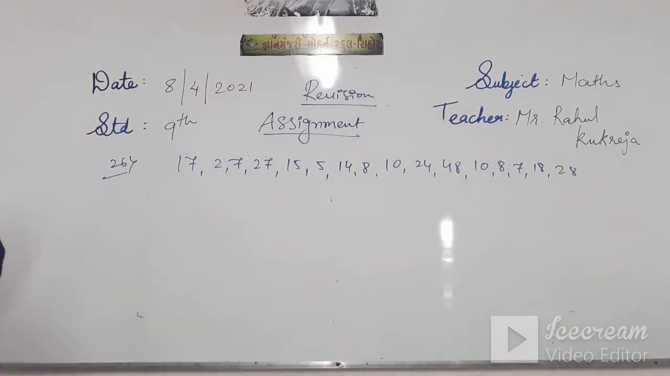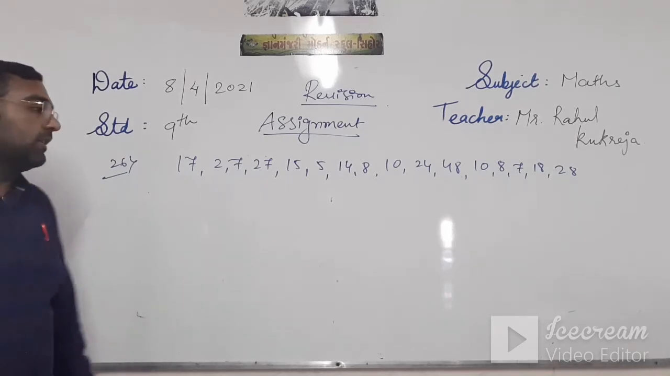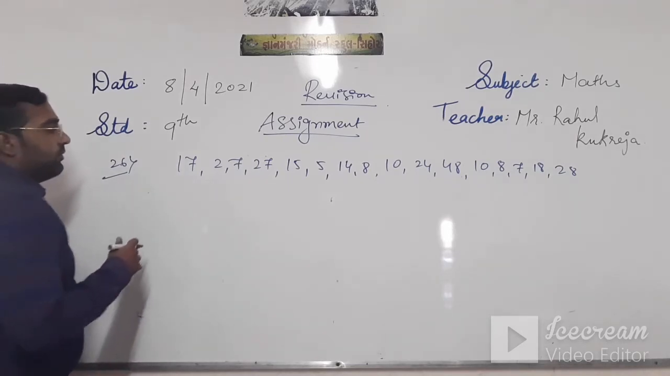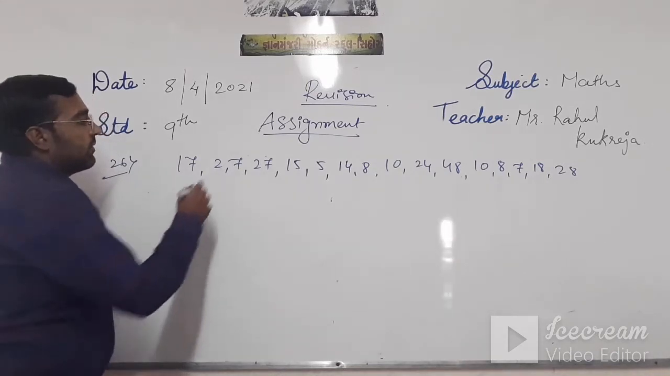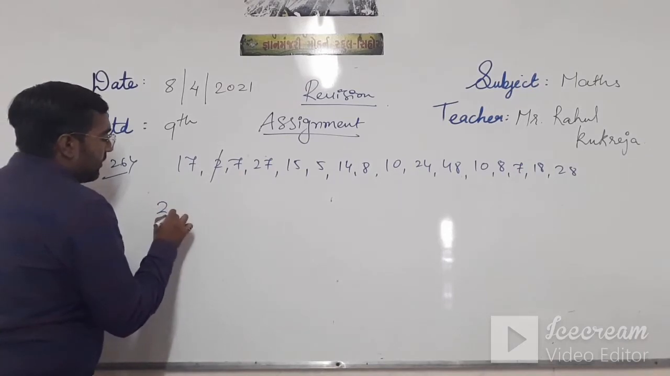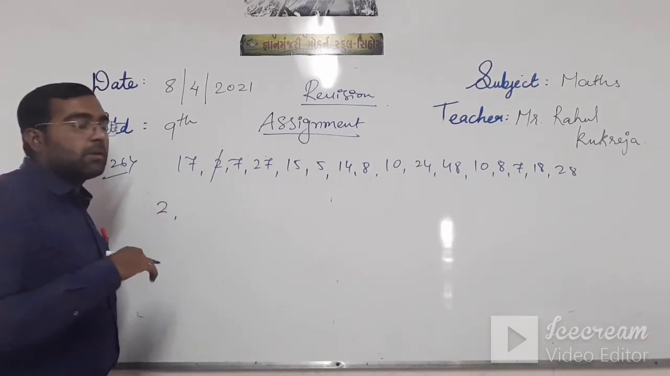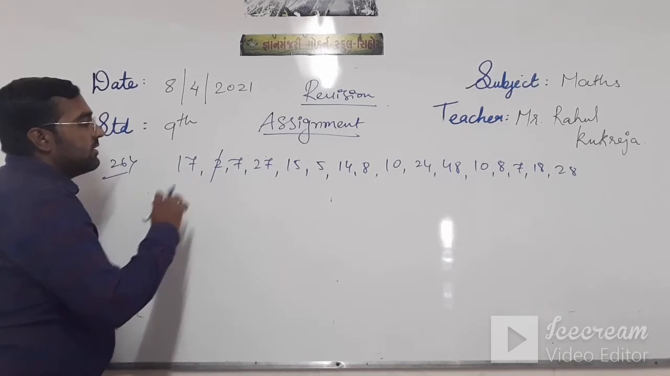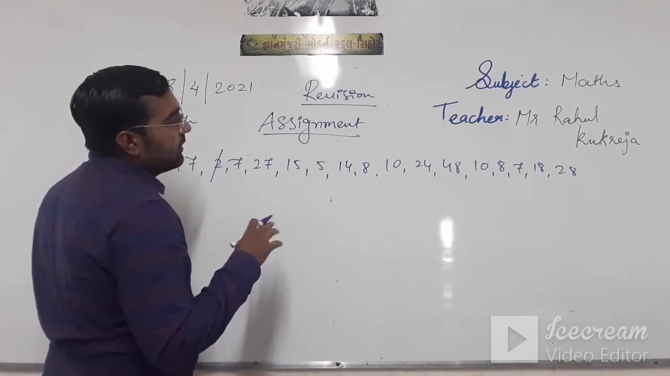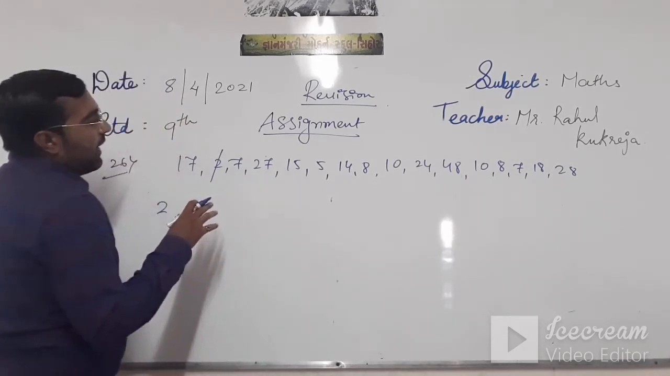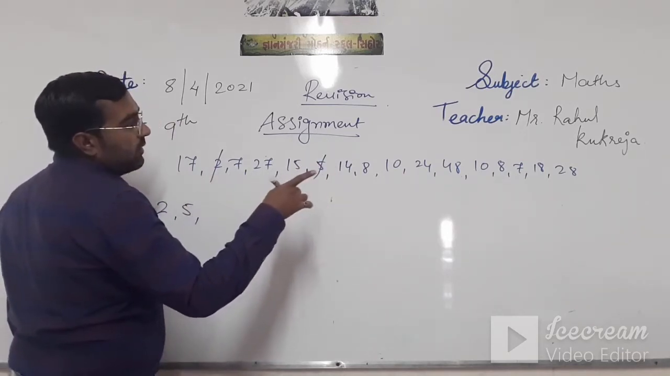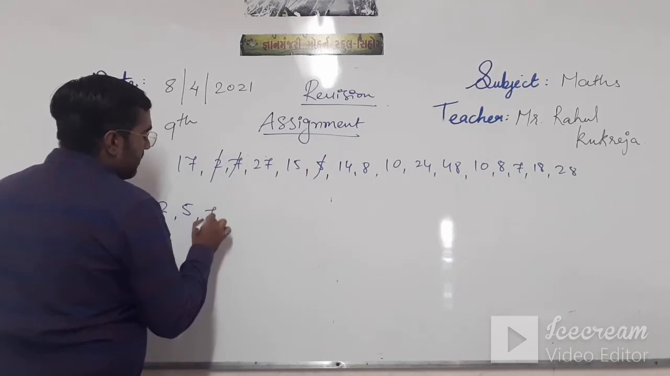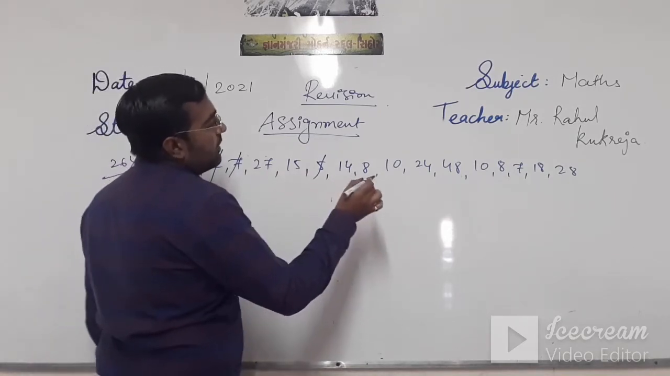So now we are arranging all of them in ascending order. Clear? While arranging all of them in ascending order, we take from the lower to the greater numbers. So the smallest number is 2. After that there is a 4, 5, 6, 7, another 7.